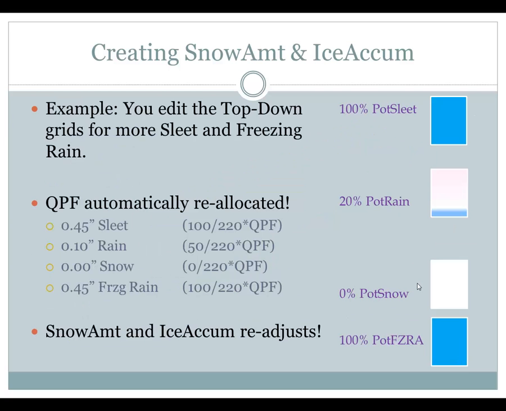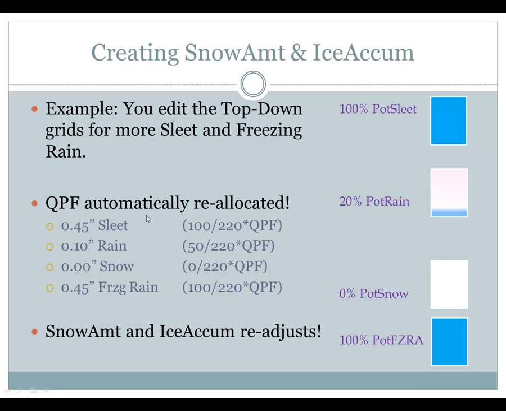Let's take another example here where you edit the top-down grids for more sleet and freezing rain. Suddenly your forecast is a little bit colder in the boundary layer, let's say, so your sleet is a little bit more dominant, and you now start to get into this issue of freezing rain at the surface. So we've now reallocated to 100% probability of sleet and freezing rain. Our rain and snow is very small.